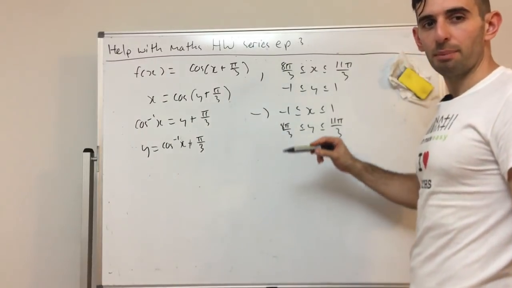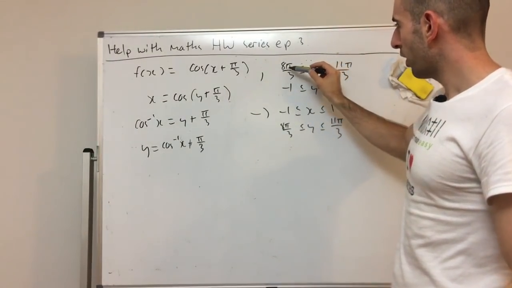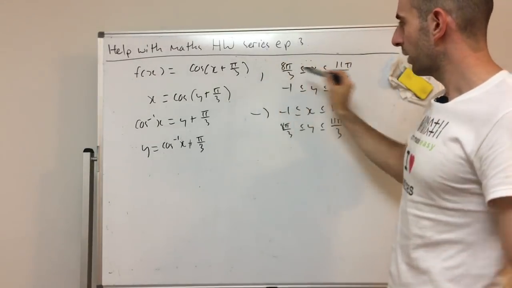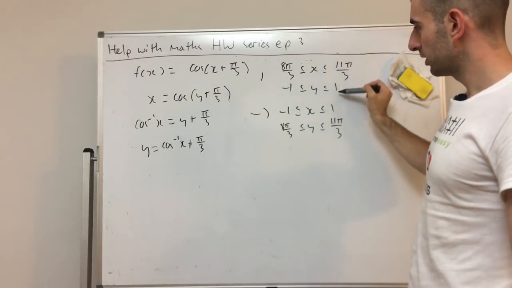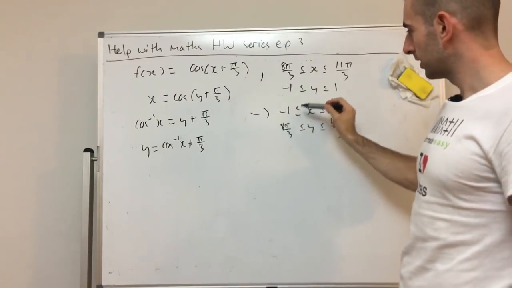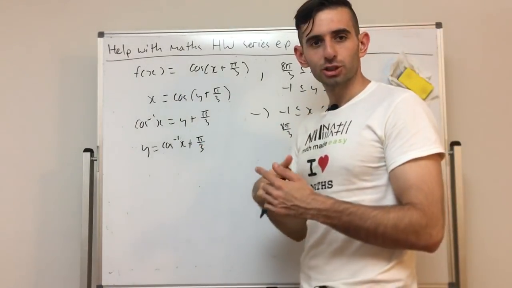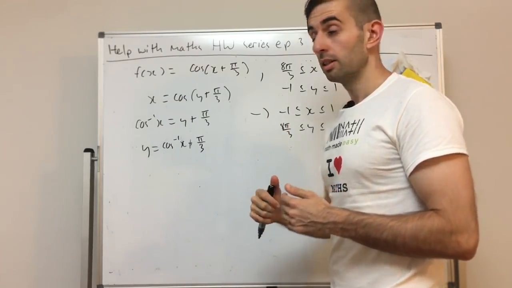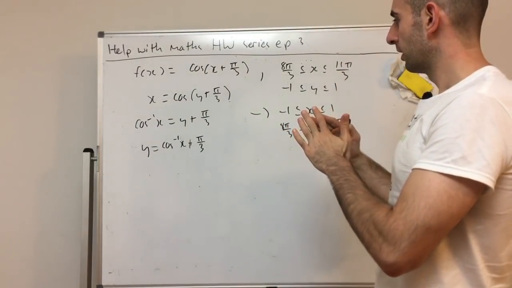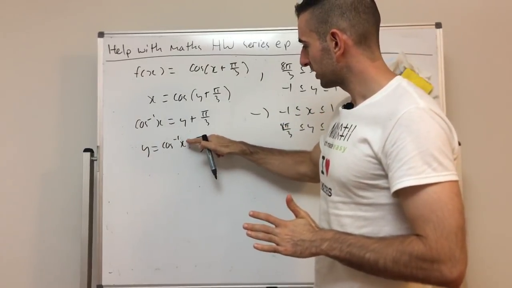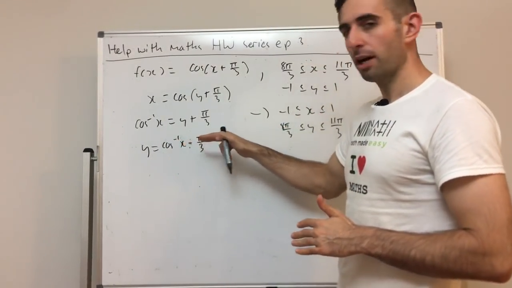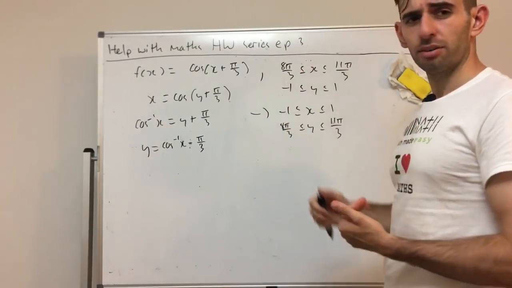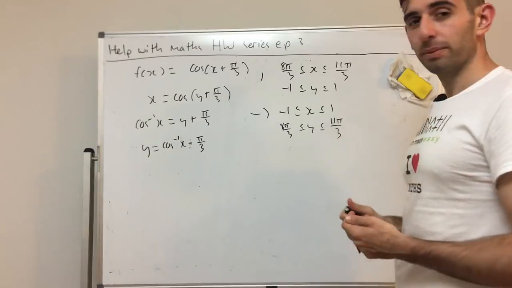So what you see happens here is if you sub 8 pi on 3 here, you get negative 1. You sub 11 pi on 3 in here, you get 1. So these values should match. That means the same happens here with the inverse. So if I sub negative 1 here, what's cos inverse of negative 1? That's pi. If I put pi here, pi minus pi on 3 is 2 pi on 3. That's not 8 pi on 3. And we're going to get the same problem here.